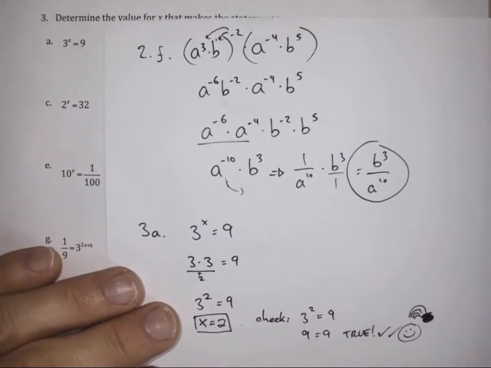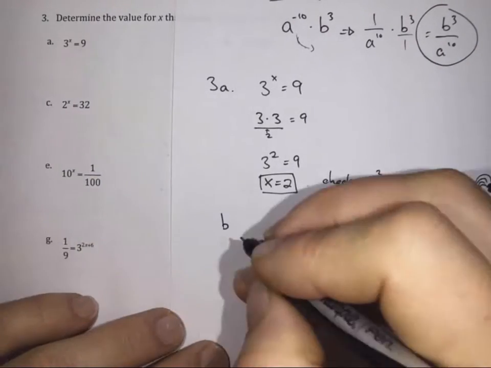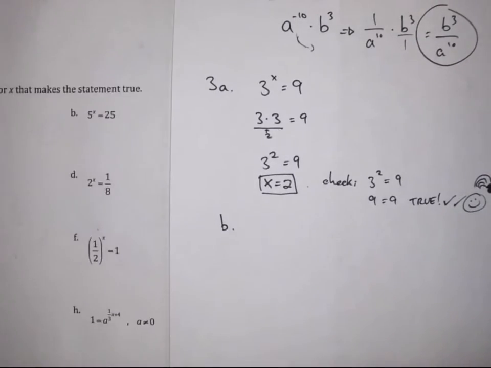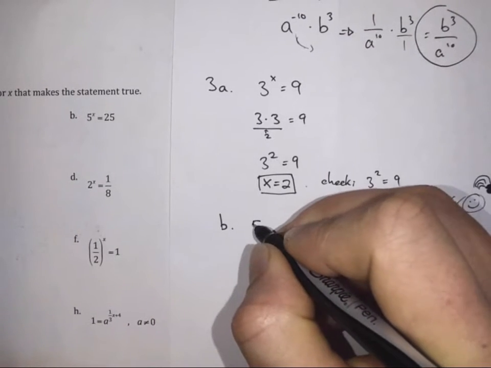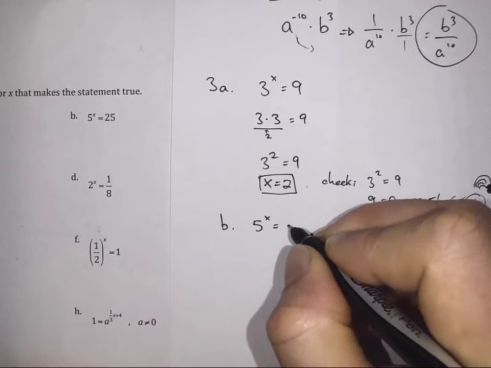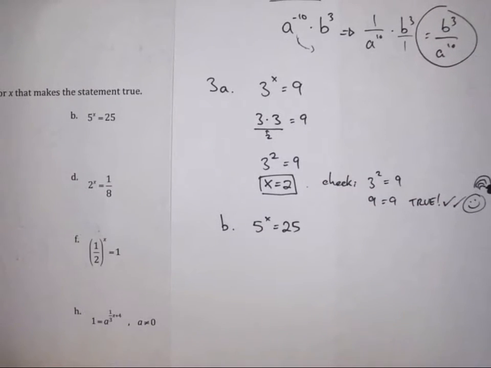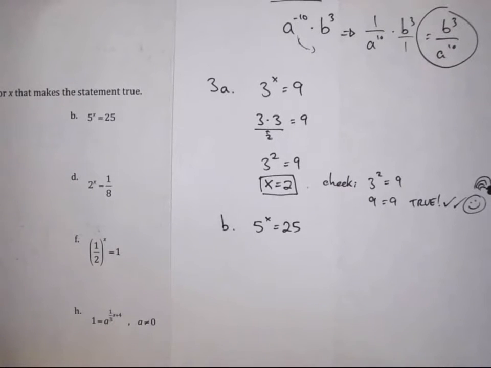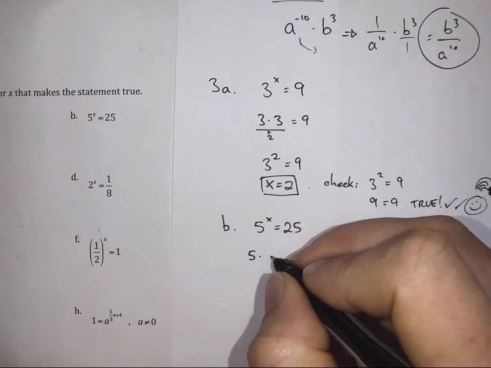Okay, cool, moving on to question 3b. Okay, so for 3b, I've got a very similar question. 5 raised to some number is 25. And with questions like A and B, you can probably do a bit of trial and error. What do you raise 5 to the power of to get 25? How many times do you multiply 5 by itself before you reach 25?